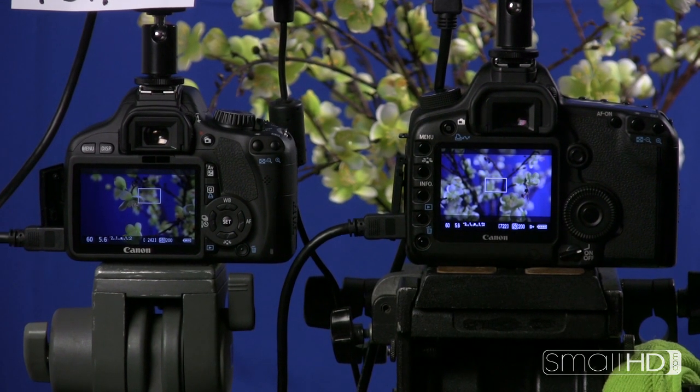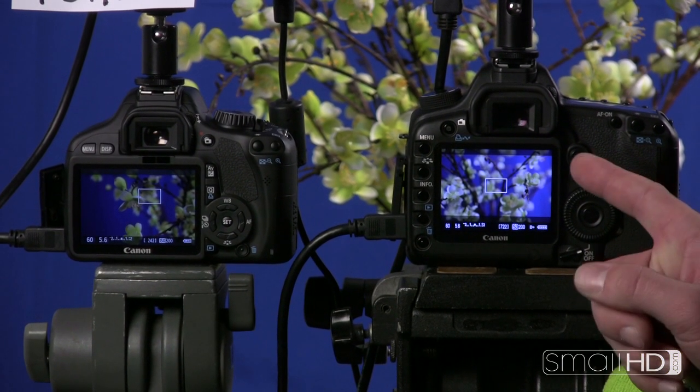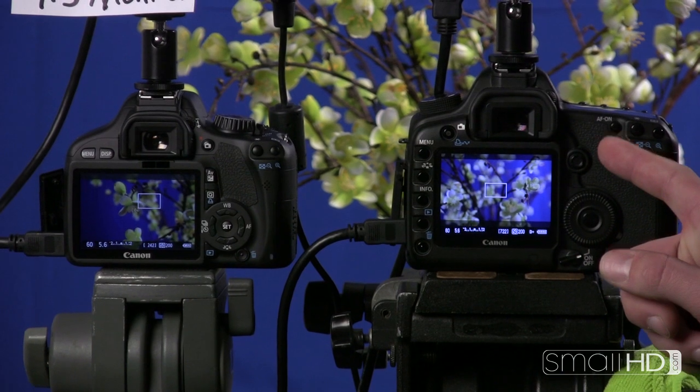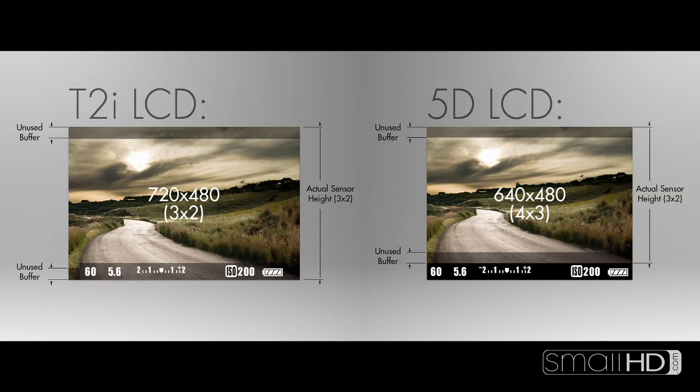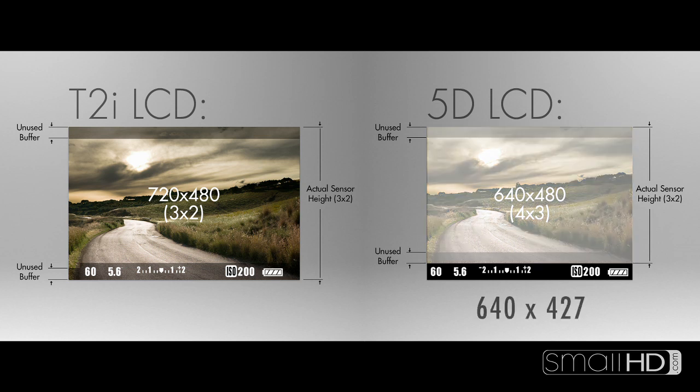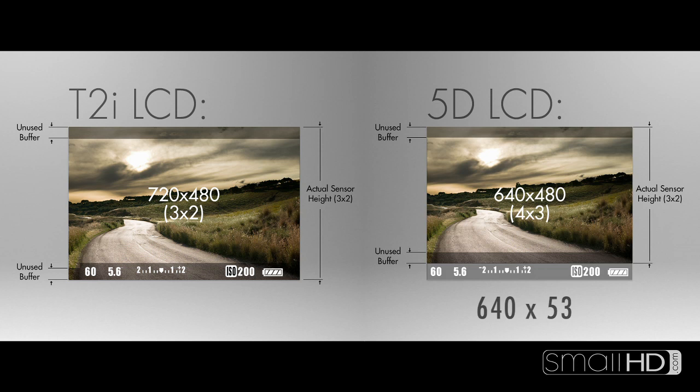The 5D, on the other hand, has a 4:3 LCD, which means it has to map the 3:2 shape of the sensor onto this display somehow. To do that, it uses a resolution of 640 by 427 for the image coming from the sensor. It then uses the leftover area at the bottom of the display for camera data, whereas the T2i overlays the data onto the image from the sensor.